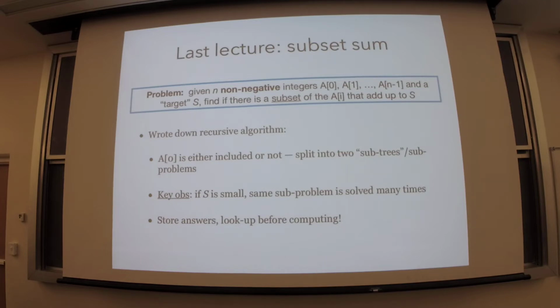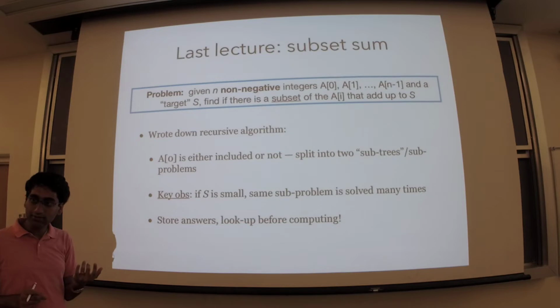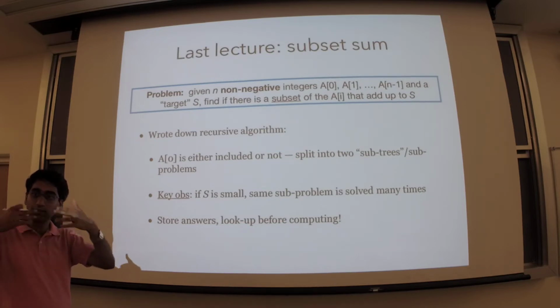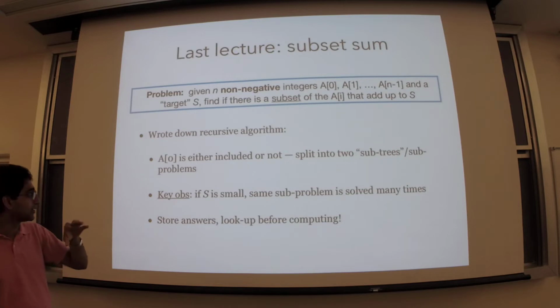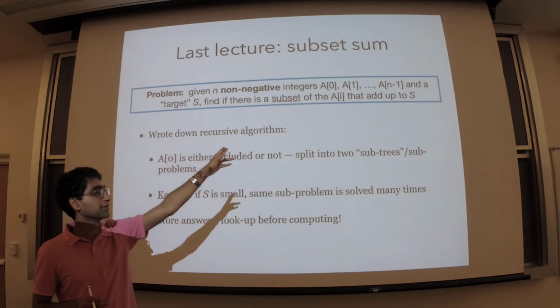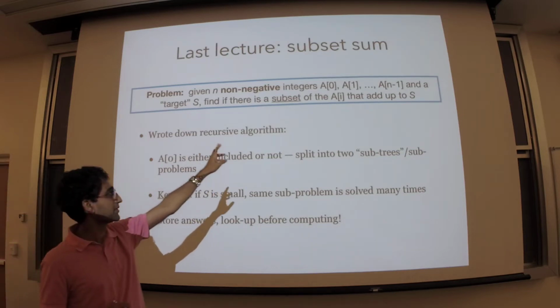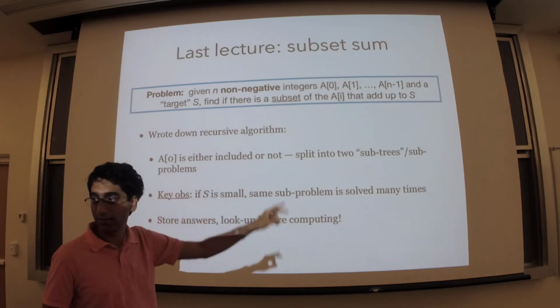And the way we solve this is first we wrote down a recursive procedure, and this was a natural recursive procedure. We said that we need to find some subset. So a0 is either in that subset or it is not. Okay? And we branched off into 2 recursive calls. The first one is if a0 is included, in which case the target sum now changes to s minus a0. And then you had to recurse on the numbers a1 through an minus 1. In the other case, s remains the same, but you still have to recurse on a1 through an minus 1.